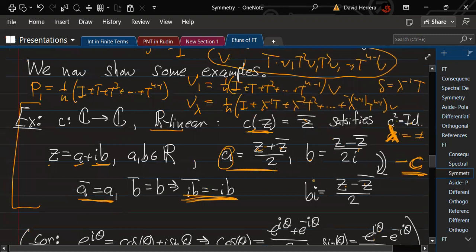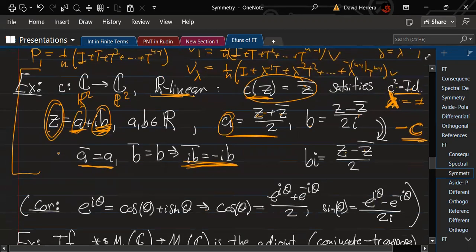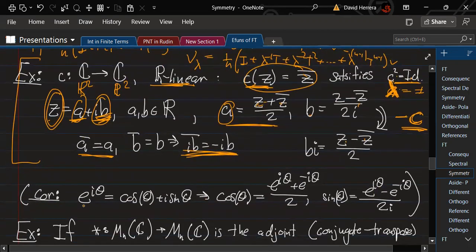So when you think about this, it's actually a pretty neat idea. Basically, you have C of Z, this is conjugation, C squared is the identity, and you're able to break any complex number up into eigenvectors as far as C is concerned. It's an R linear map, and C you can think of as R2 basically, a two-dimensional vector space. So you have two different eigenvectors: this is the eigenvector with eigenvalue 1, and this is the eigenvector with eigenvalue negative 1. And this kind of decomposition is actually the exact same thing that you've probably seen in the Euler formula.